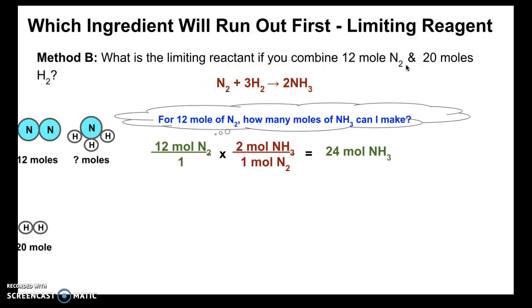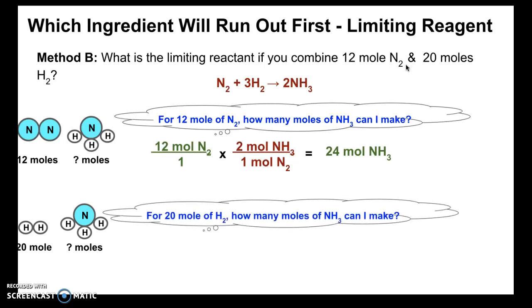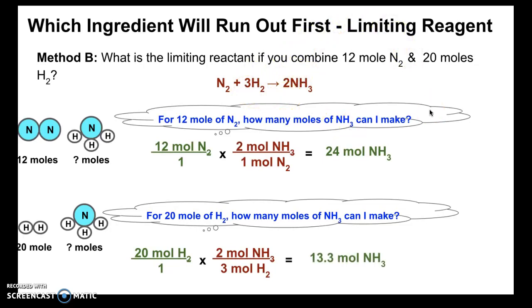All right, let's try the same thing now with H2. So for 20 moles of H2, I want to figure out how many moles of NH3 I can make. So we're going to set it up, 20 moles of H2. What do you think goes on the top of this conversion factor? That's right, 2 moles of NH3 goes on the top, and 3 moles of H2, which again we got from the balanced chemical equation, goes on the bottom. We can do our math, and that will give us that we can make 13.3 moles of NH3.